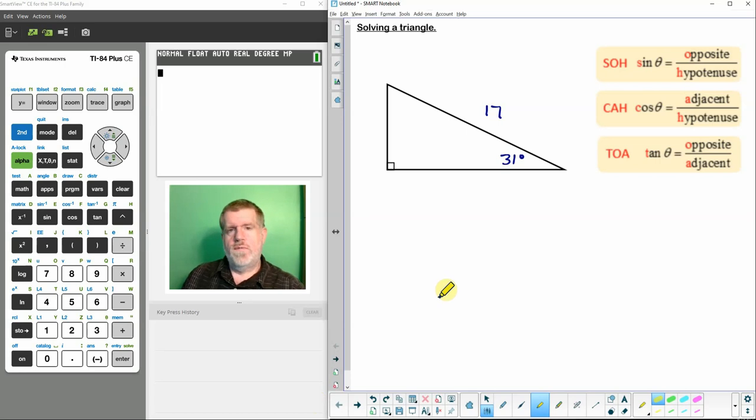Today's video will be about solving a triangle, specifically solving a right triangle. And by solving a triangle, what I mean is find every angle and every side. When you have a right triangle, you automatically know one of the angles.